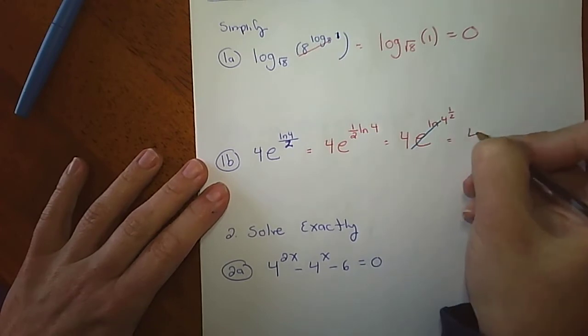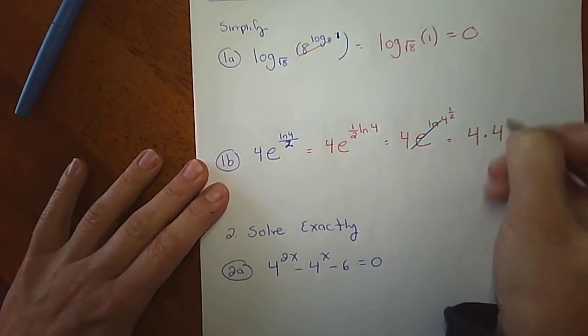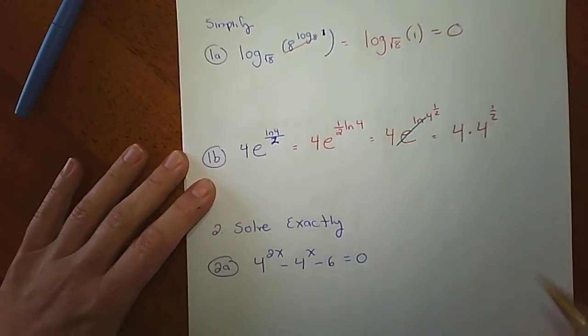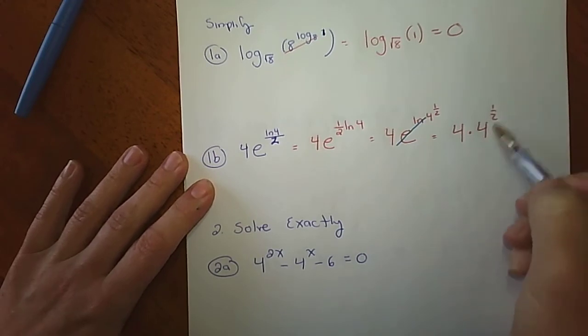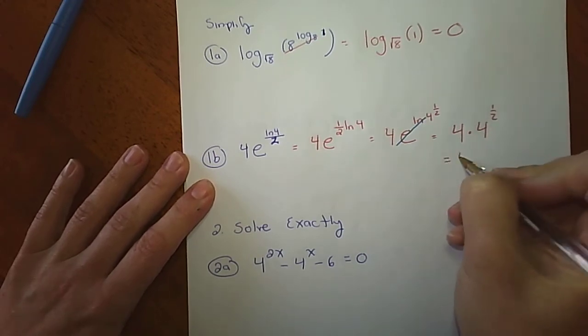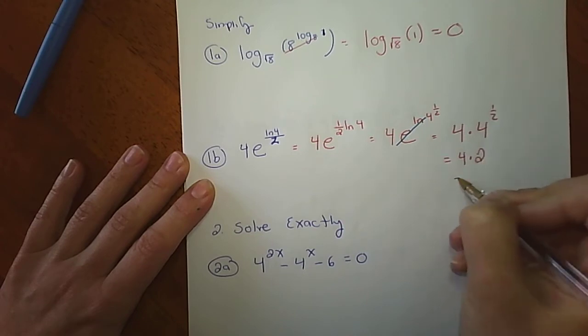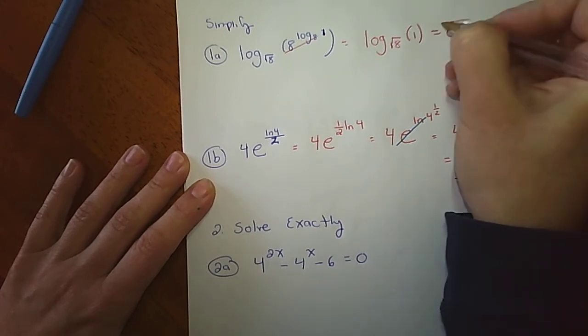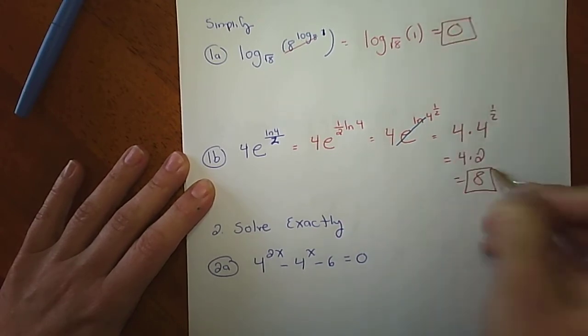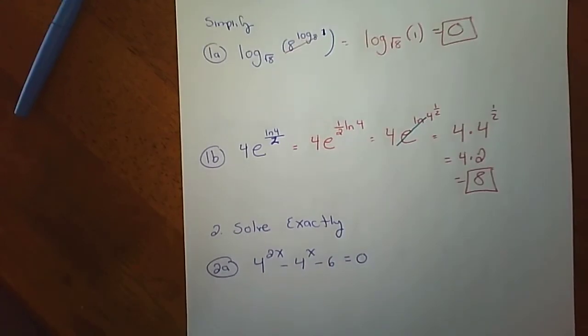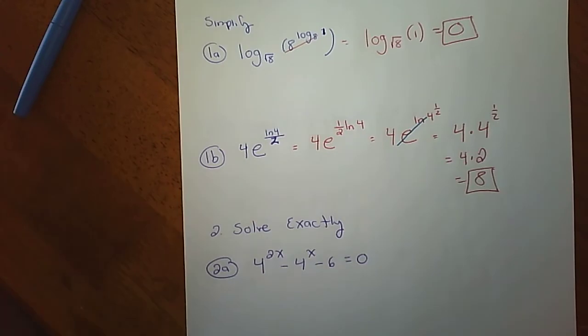Leaves me with 4 times 4 to the 1/2 power. And the 1/2 power means what? The square root of 4. So the square root of 4 is 2, and so that answer is 8. So that answer is 0. And that answer is 8. So those are the answers to 1A and 1B, the two simplify questions.